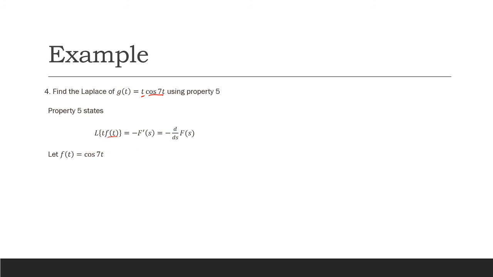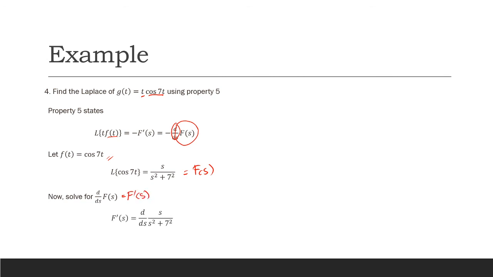So, we need to find f of s. We need to find f of s, and to find that, we need to get the Laplace of cosine 7t. So, the Laplace of cosine 7t is equal to s over s squared plus 7 squared. This is our f of s. Now, we need to get the derivative of f of s.